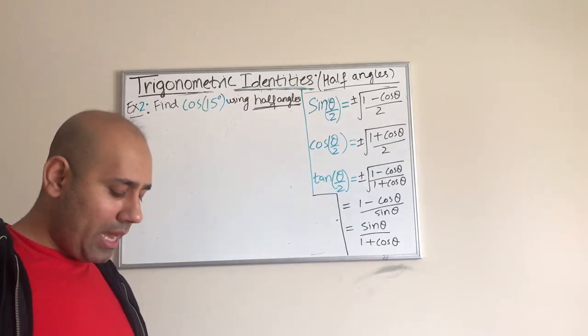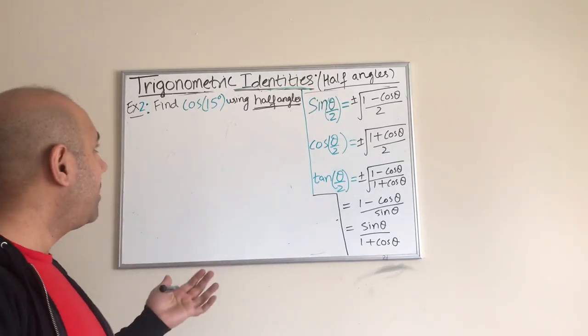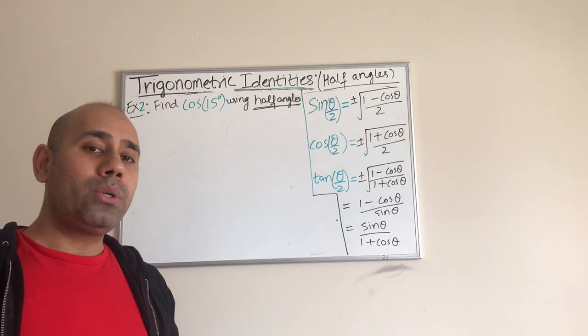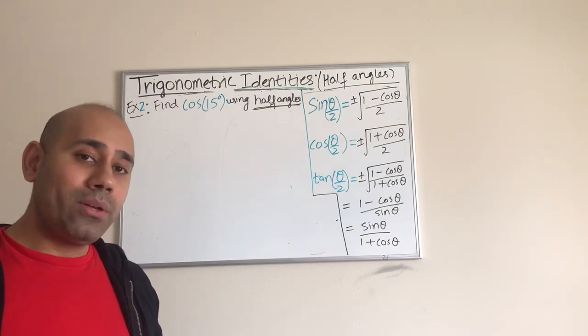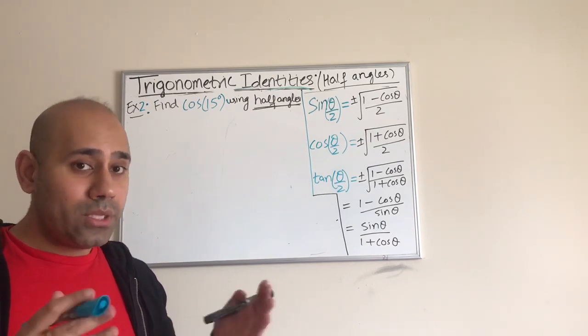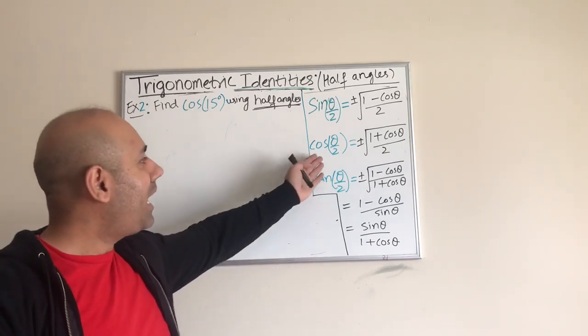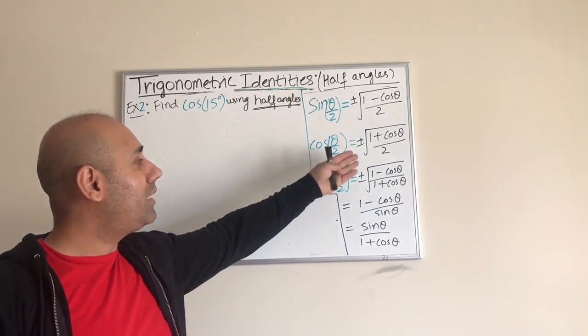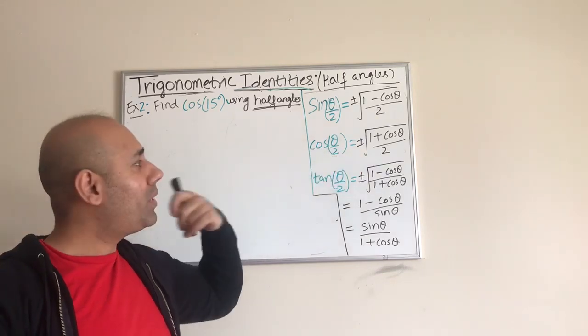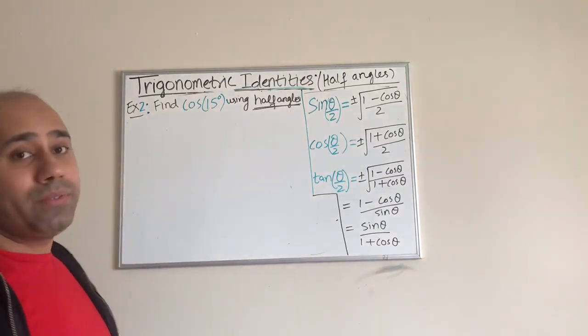Example on the half angle. So here I have cosine of 15 degrees, and we want to find the exact value of this using the half angle. Guys, it is very specific, we have to use the half angle. We already have a formula for the cosine of a half angle, which is already written out here. So we're going to use that to figure out the cosine of 15 degrees.